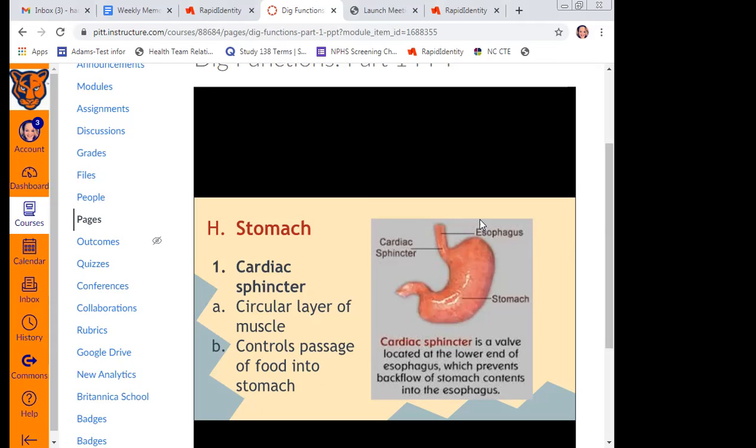Okay, so that's the upper esophageal sphincter. Then you have a lower. Where do you think the lower allows the food to go? From the esophagus to the, what's the next step? The esophagus connects our throat to our what? Our stomach. So the lower esophageal sphincter allows food to pass from the esophagus into our stomach.